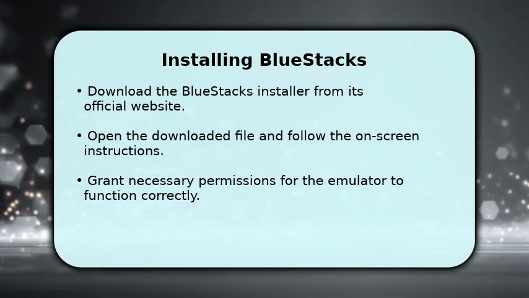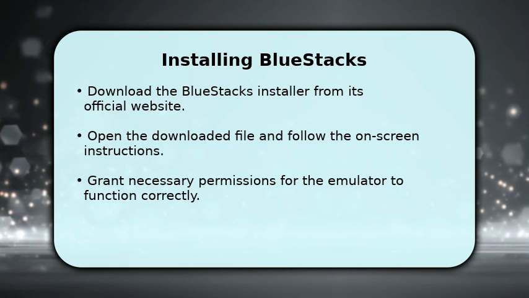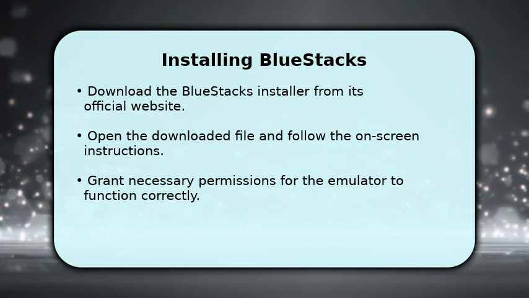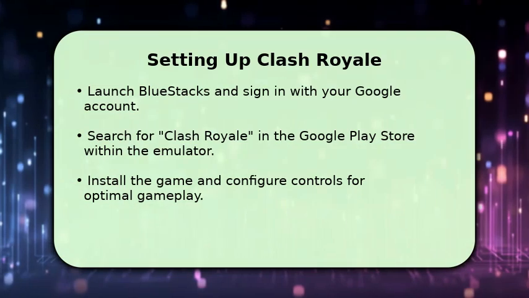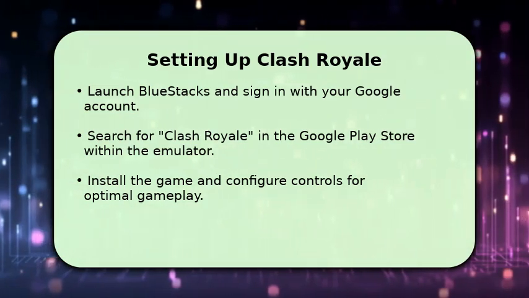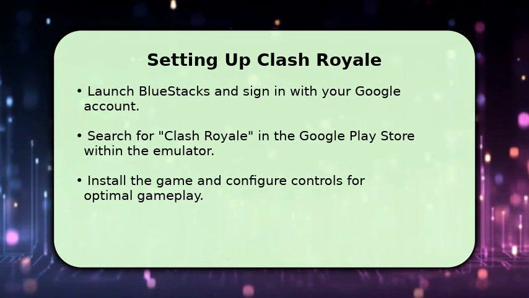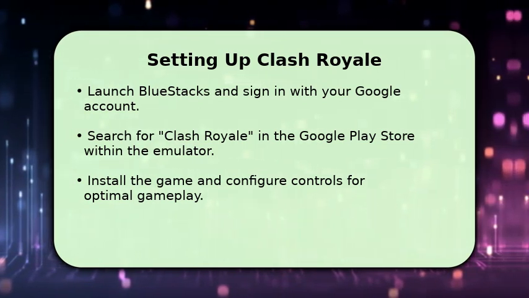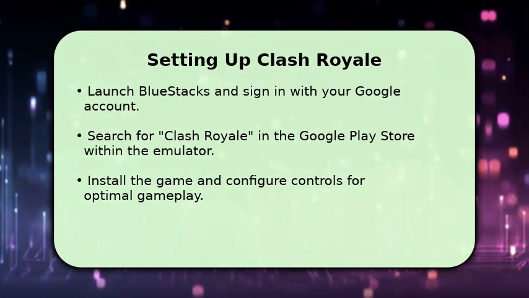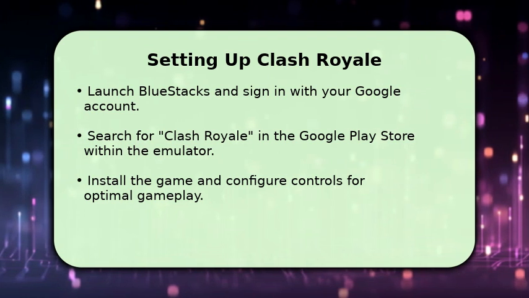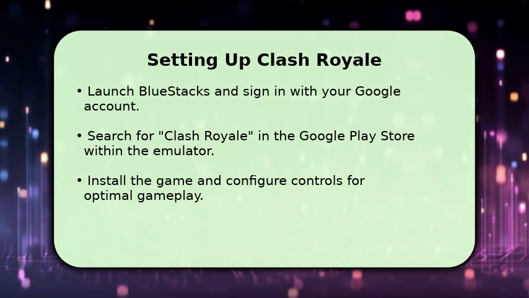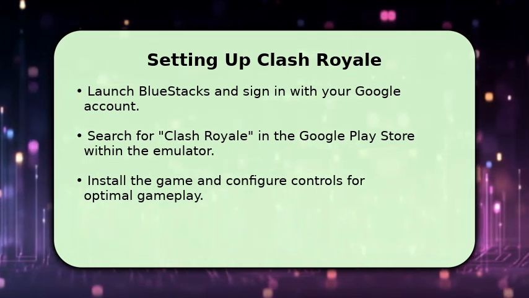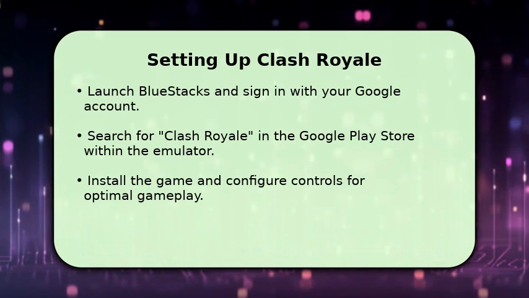This is a standard procedure to ensure the emulator can properly integrate with your MacBook's operating system and provide a seamless gaming experience. After BlueStacks is successfully installed, launch the application. You'll be prompted to sign in with your Google account, which is essential for accessing the Google Play Store. Once logged in, use the search bar within BlueStacks to find Clash Royale in the Play Store. Install the game just as you would on an Android phone.